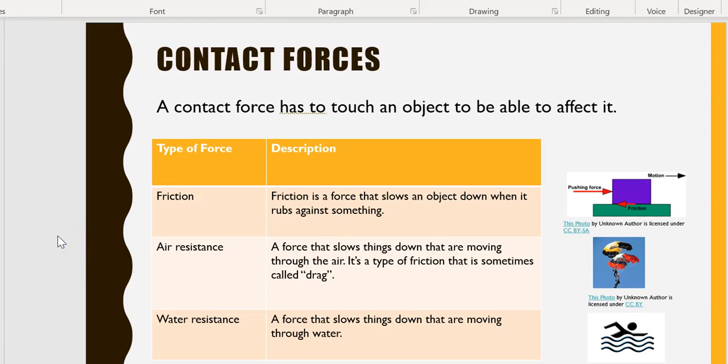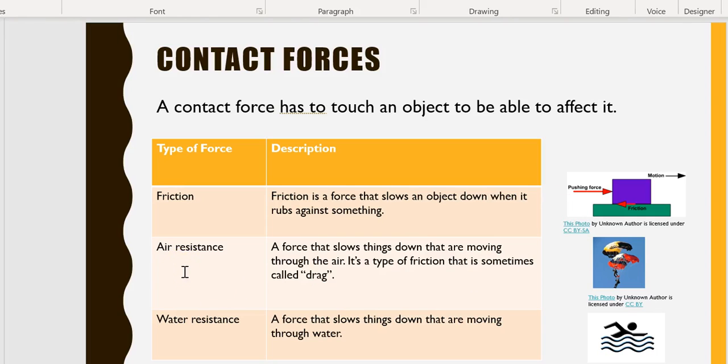So one kind of force is called a contact force. A contact force has to touch an object to be able to affect it. One kind of contact force is friction. Friction is a force that slows down an object when it rubs against something. So if you rub your hands together, you can feel the friction between them. It gets really hot. Friction slows things down when two objects rub together. So if you look in the picture, there's a pushing force pushing the box, but the friction is pushing against it, and that slows the box down and makes it move more slowly.